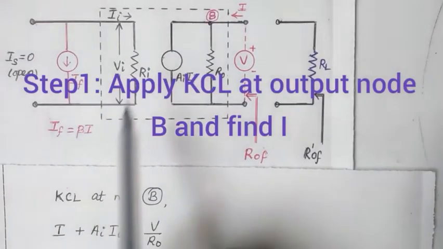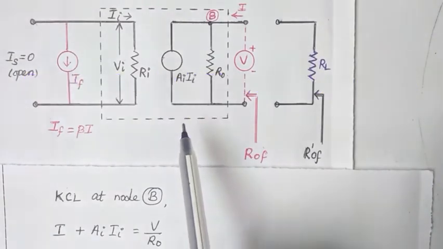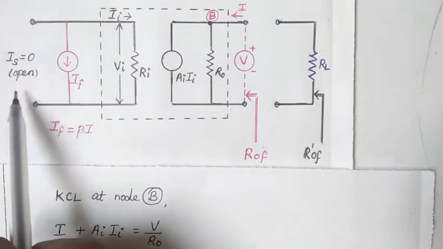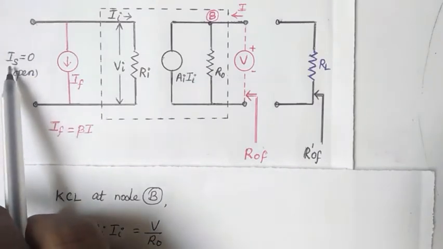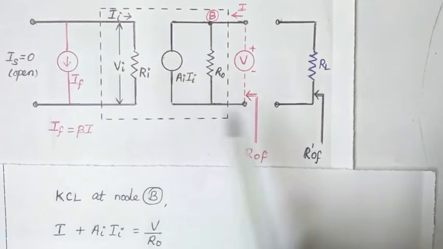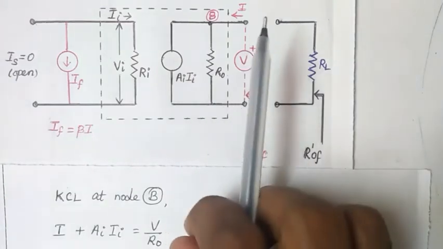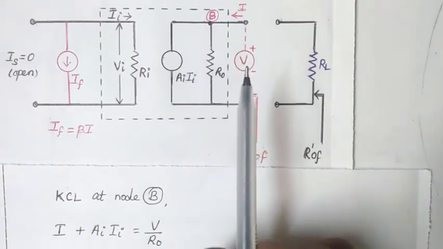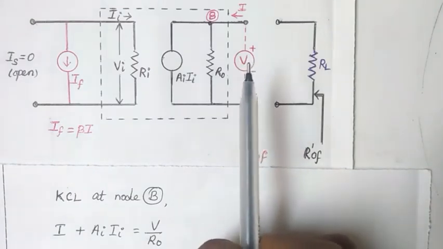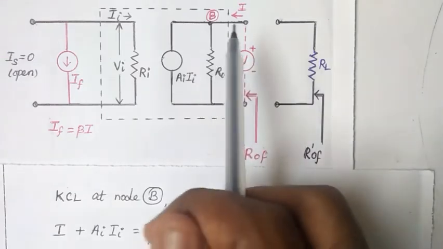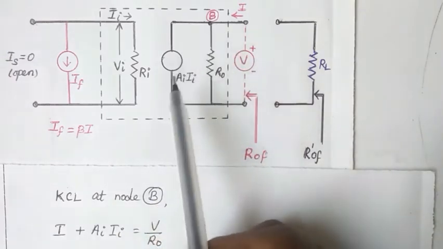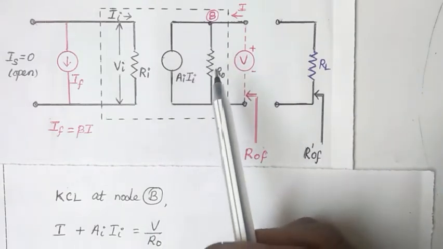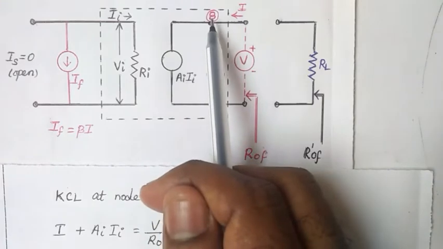For the derivation of the output resistance for current shunt feedback, we have to do two things first. First, open circuit the source current, that is, we make Is equal to 0. Similarly, on the output side we have to remove the load resistance, and in between we connect a voltage source. This voltage source is called the test voltage source. So from this, the current flows through this resistance and the current source. Here we are going to apply Kirchhoff's current law. This node is called node B.